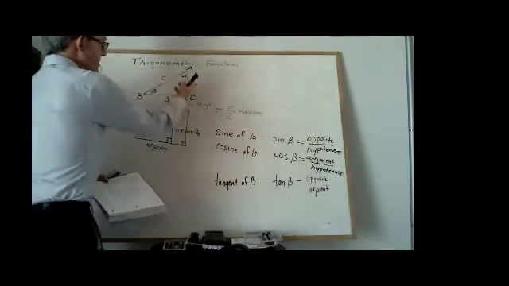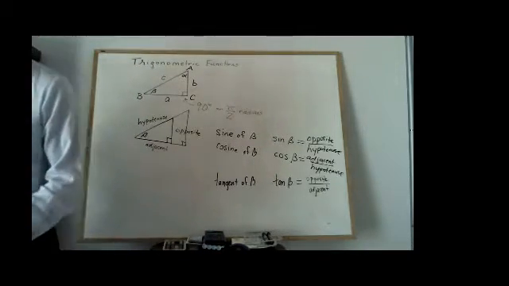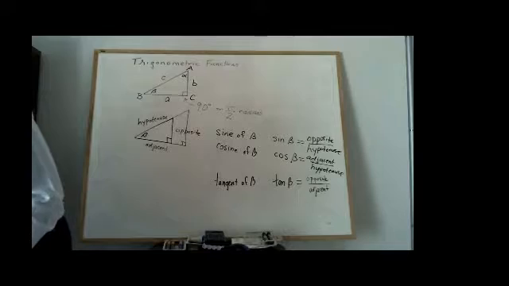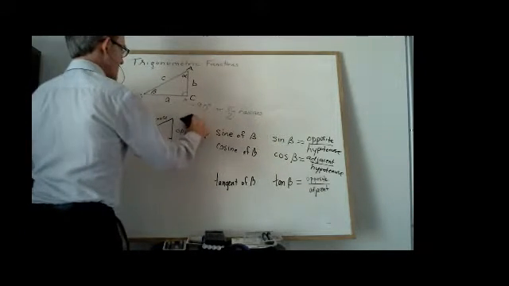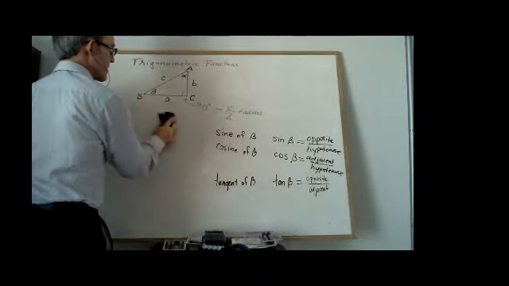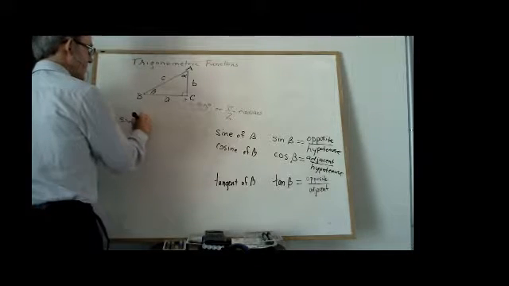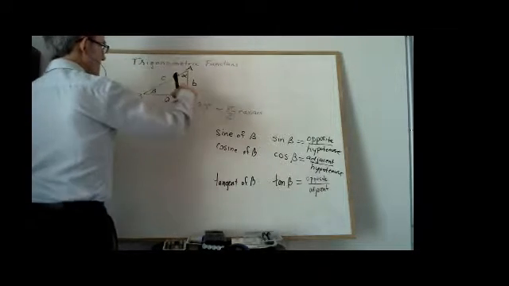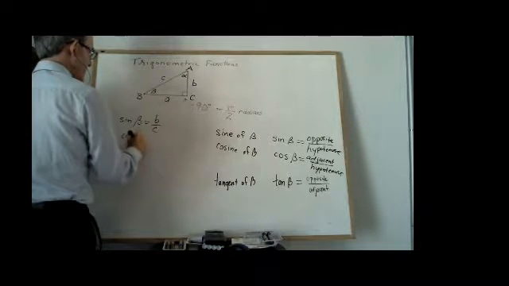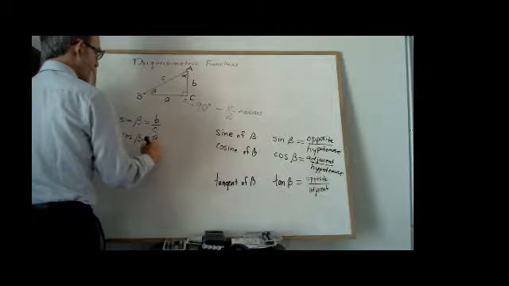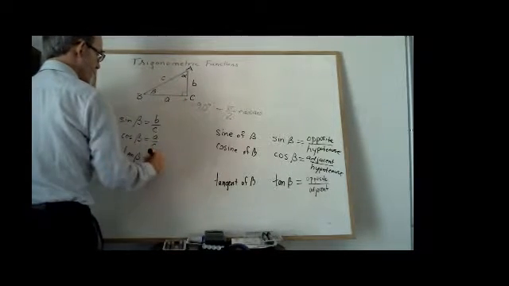Now, in terms of these numbers here, in the previous diagram, let's erase something here. The sine of beta is b over c. Cosine beta is a over c, and the tan beta is b over a.